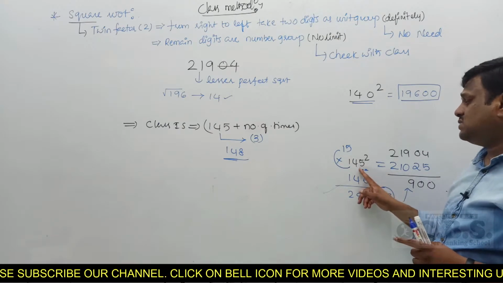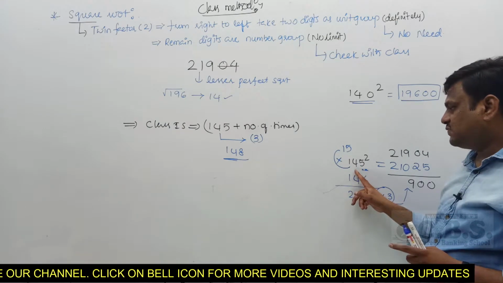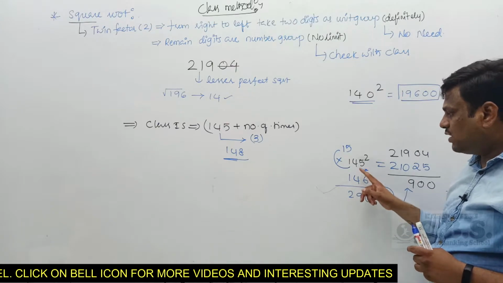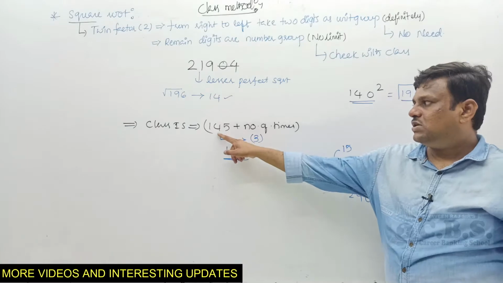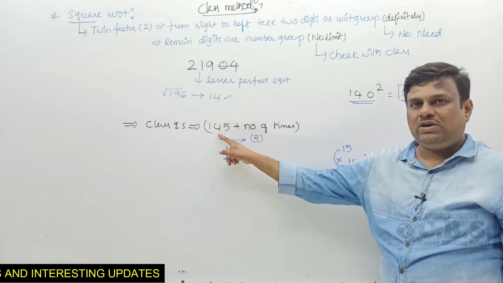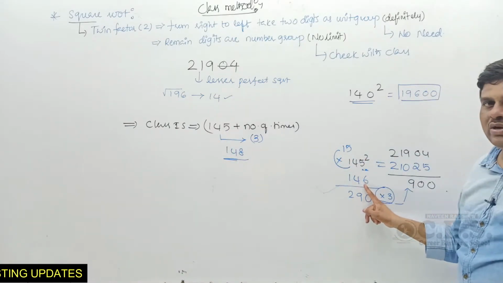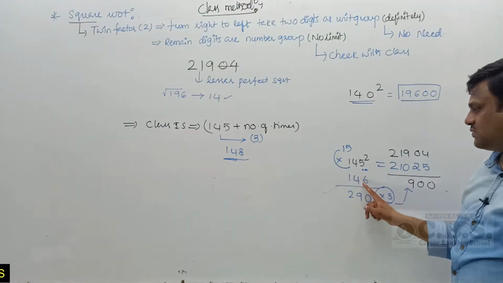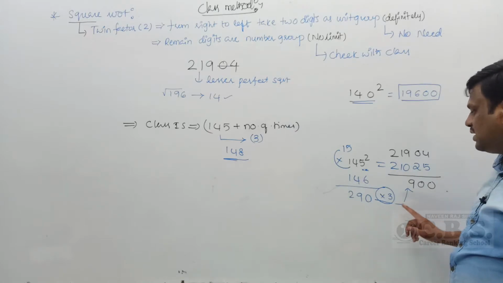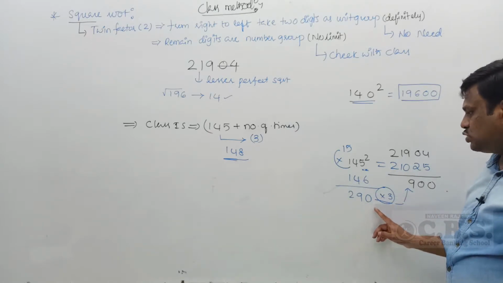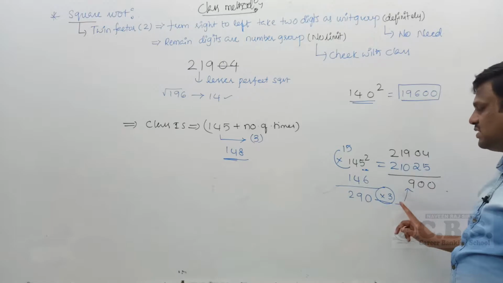The next class number after 145 is 146. Why do we go with 145? Because our number is near to 145, and that is called a class. So our class is 145. 145 plus 146 is approximately 290. So when the difference is 900, how many times do we multiply 290 to get 900? 3 times.